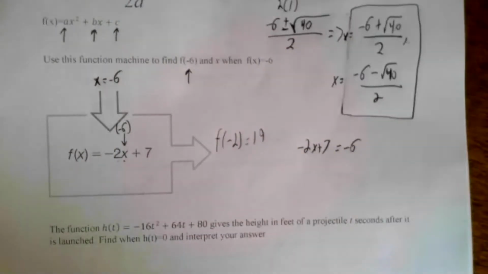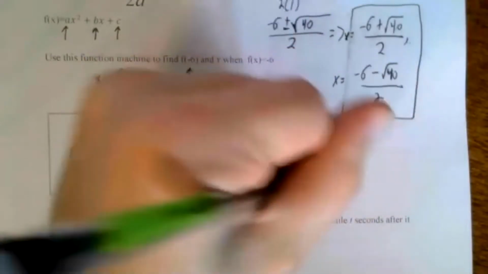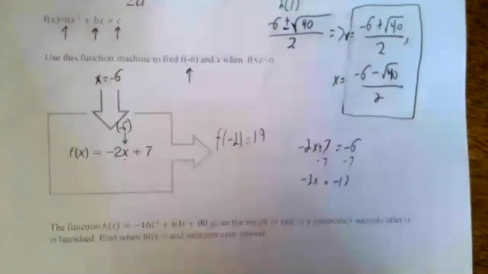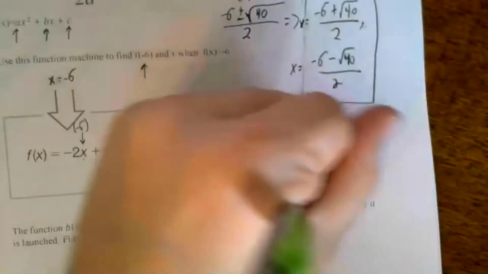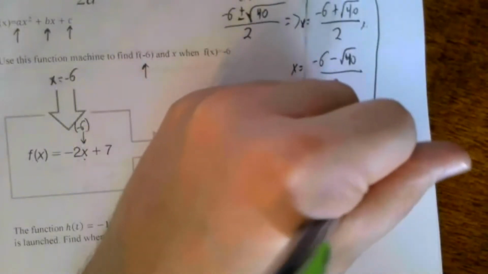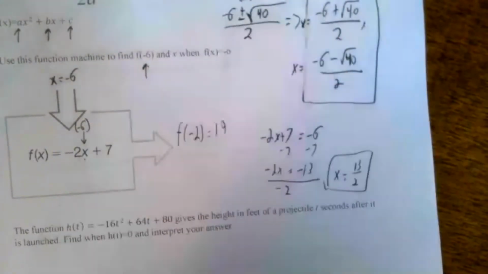Subtract 7. Yeah, we can subtract 7 and isolate and get the -2x on its own. Yep, absolutely. So we can just subtract 7 on both sides. So we have -2x equals -13. And then we can just divide both sides by -2. So we get x equals 13 over 2. Yep.